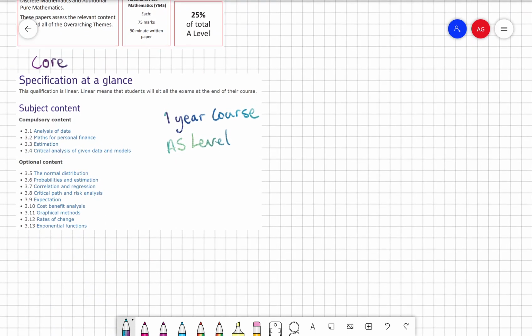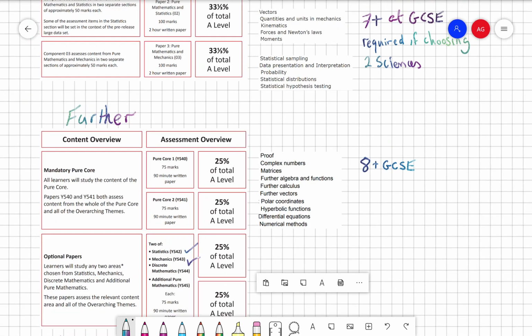Core maths is a slightly different type of qualification in that it is only 1 year long and equivalent to an AS level. It may be that it is chosen by students who are studying two sciences but do not wish to commit to full A-level maths, or students who feel they would like to continue to study maths at some level but don't have a 7 in their GCSE. As you can see from the content list, there are some interesting things covered, including personal finance.